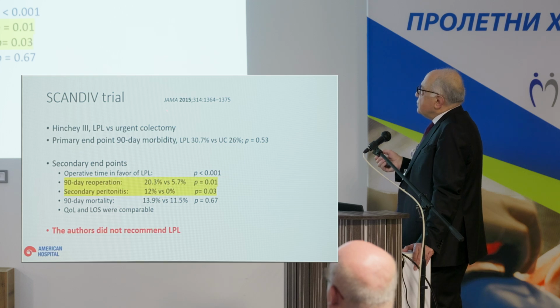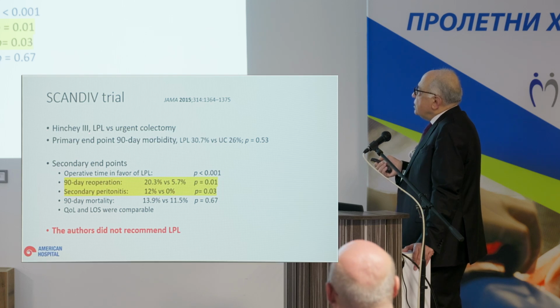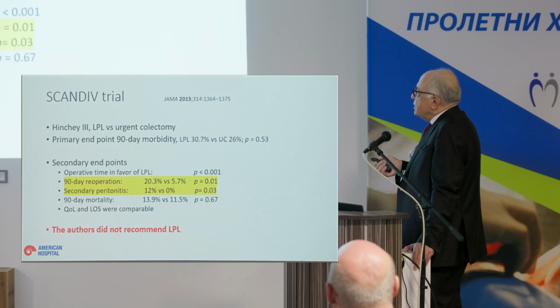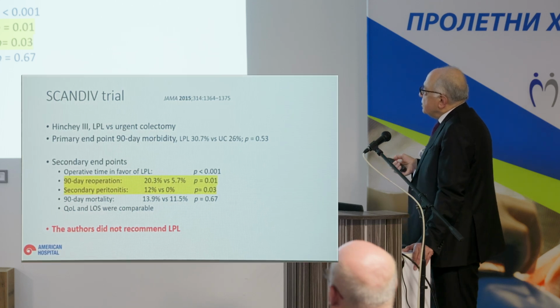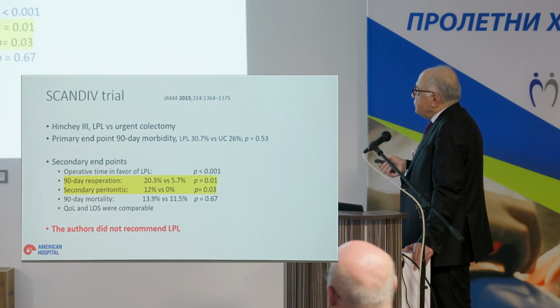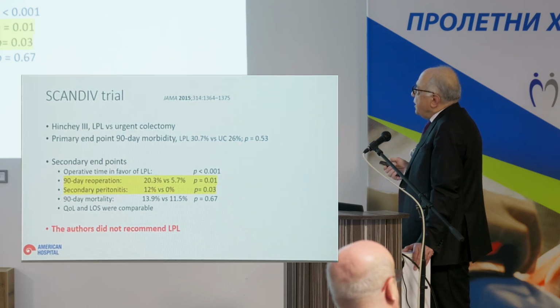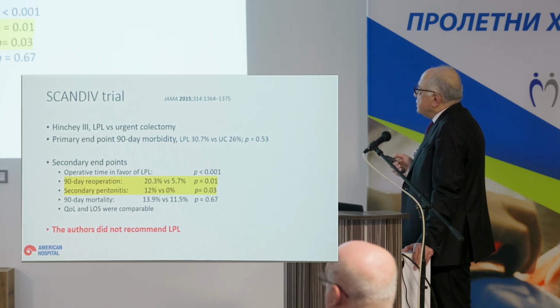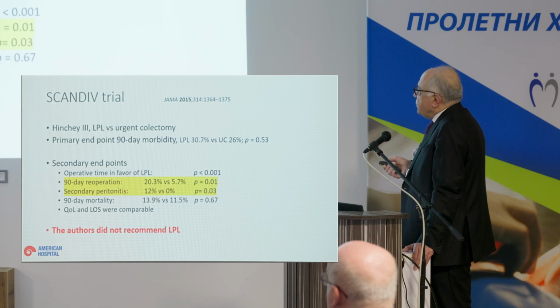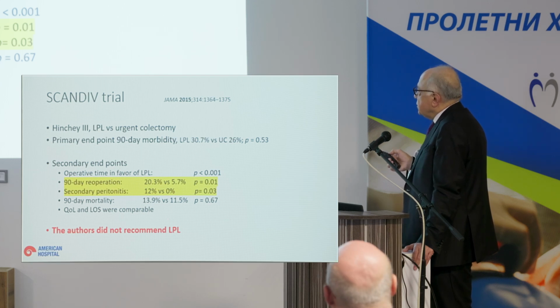The next one was the SCANDIV trial, again published in 2015. They compared lavage versus urgent colectomy, and the primary endpoint was morbidity. The secondary endpoints were different than the primary endpoint. For the primary endpoint, there was no statistically significant difference, but 30-day reoperation and secondary peritonitis rates were high in the laparoscopic peritoneal lavage group, and these were statistically significant. And at the end, the authors concluded that laparoscopic lavage is not recommended for Hinchey 3 grade complication.